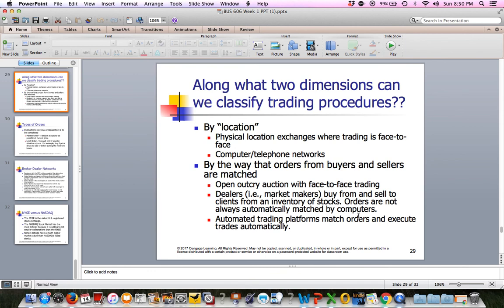And then it says here two dimensions of classifying trading procedures. Location means a physical location. Now, when it comes to stocks and bonds, it's almost always done more by computer and telephone. Now, there are physical locations where stocks are traded. New York Stock Exchange, for example, would be one of those. But more and more of these things are happening online.